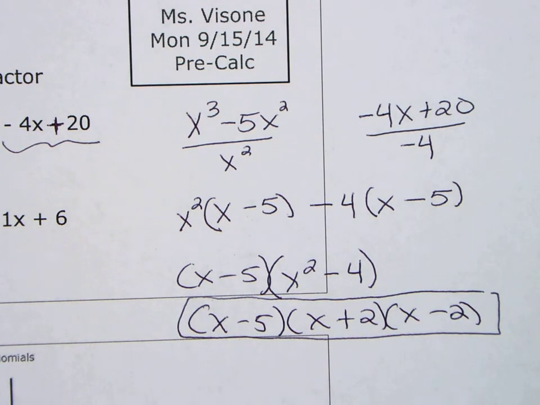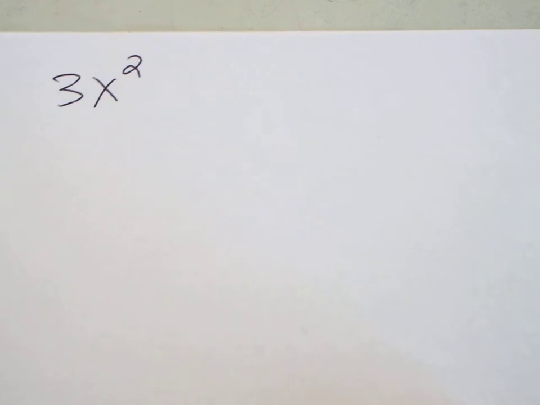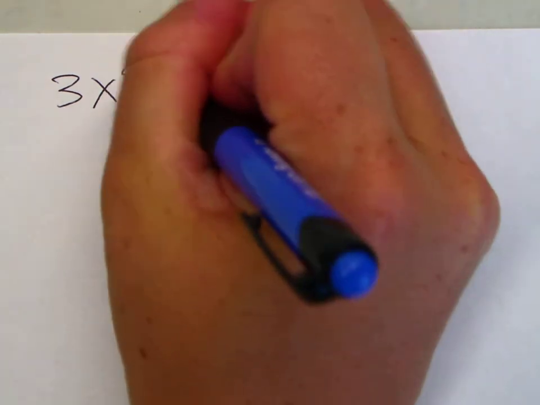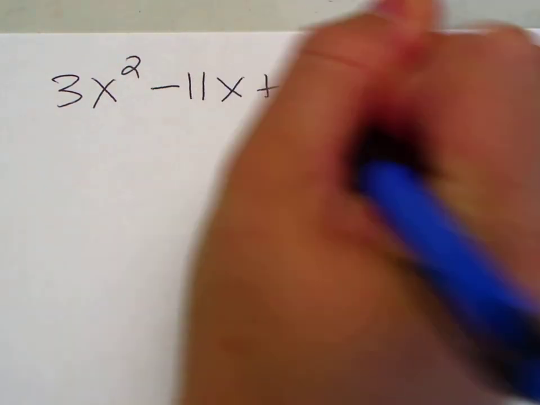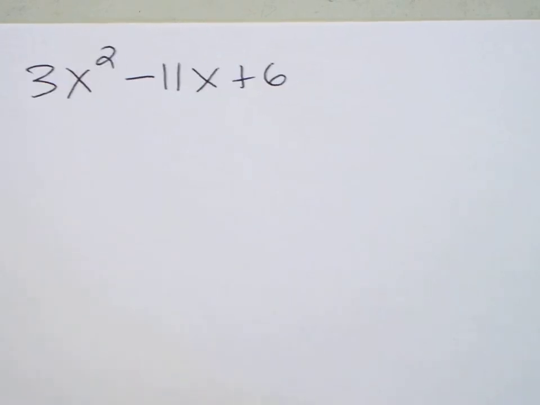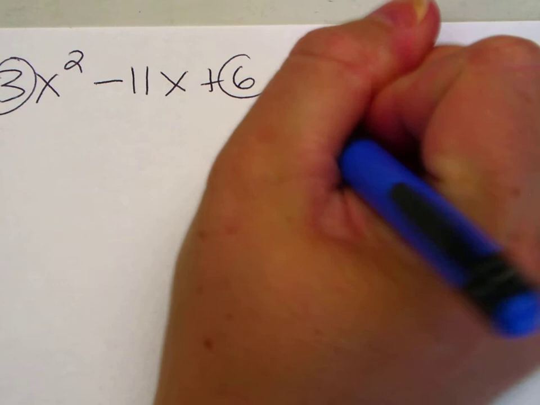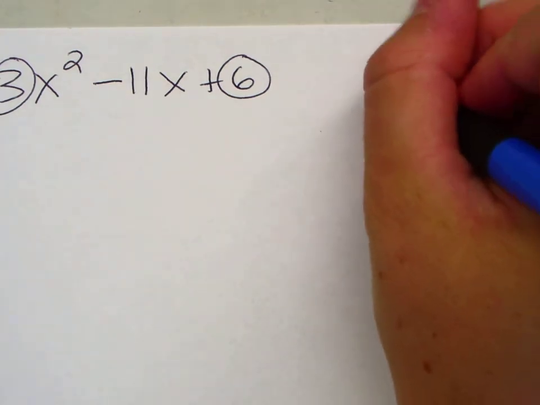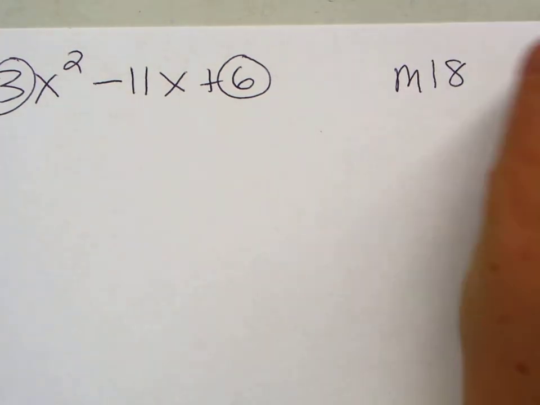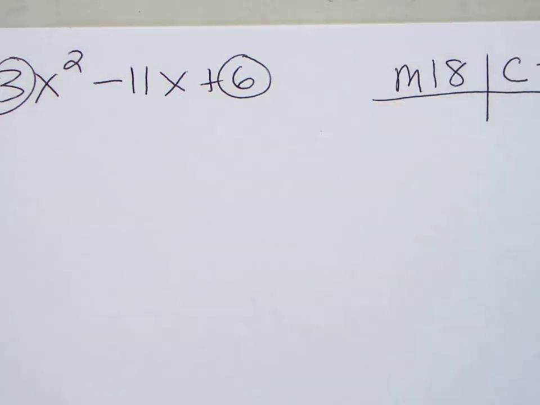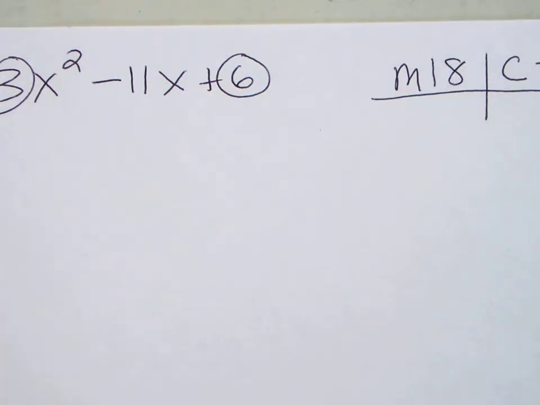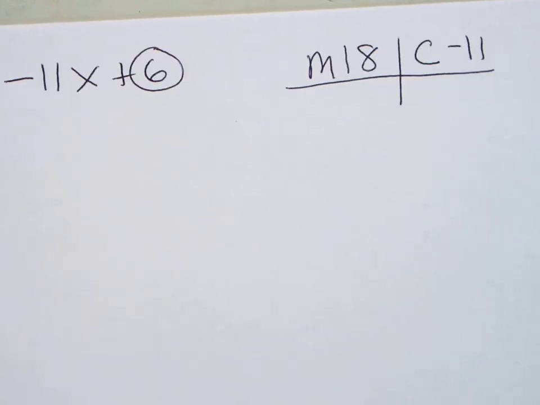All right, number 2 is also a factor by grouping. It's a little harder though. So we have 3x squared. Can you see what I'm writing? That's the question. 3x squared minus 11x plus 6. Now, here's what we're going to do. We're going to take the first and last terms, 3 and 6, and multiply them. 3 and 6 is 18. So we're looking for two numbers that multiply to 18 and combine to negative 11.